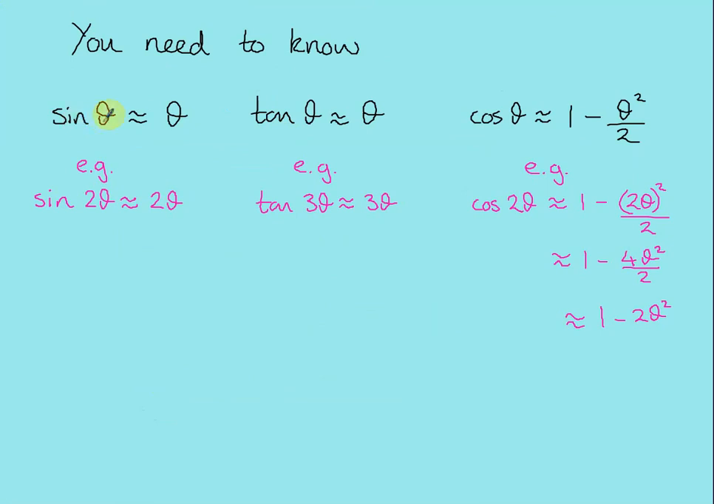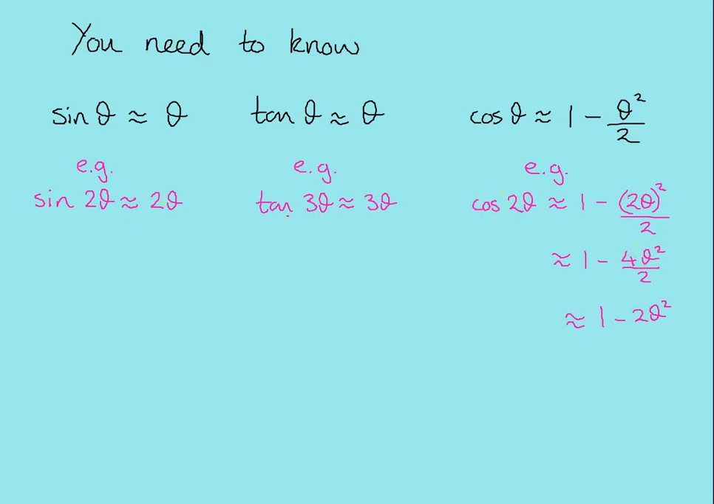So if it was sine 2 theta, that's approximately equal to 2 theta when small angles. Tan 3 theta, you can see the 3 theta is approximately equal. And the cos, that's when it starts to get a bit harder. So cos 2 theta would just be 1 minus 2 theta squared. You've got to remember to square it, but the actual trig ratio is going to disappear.